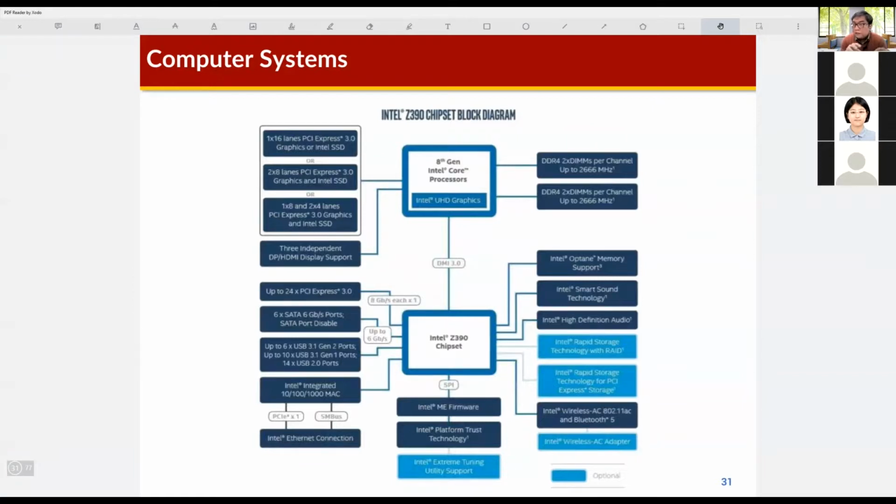So this is an example of an Intel chip block diagram. As you can see, you can find the processor here and the main board chipset here, like the G390. You can find the USB port, network interface, audio and storage. You can find the GPU interfaces. You can find the DIMM interface, like DRAM, here.